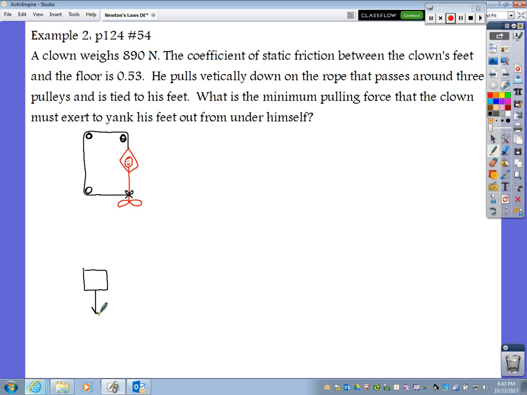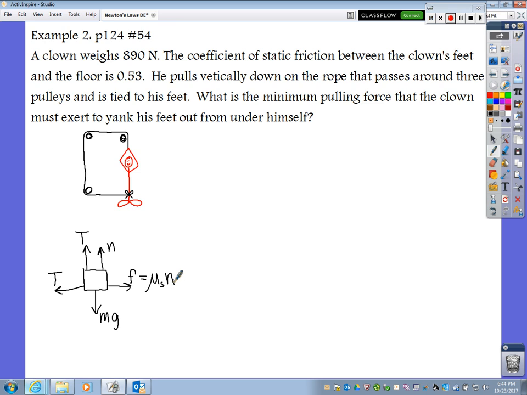We've got his weight, mg. There's normal force from the floor. There's tension as he pulls that rope. Tension's also pulling this way. That's the same tension. And then there's friction here, F, and that's our static friction. When it gets to the point just before he slips, that's when we have the maximum friction, and that's going to be mu static times N.